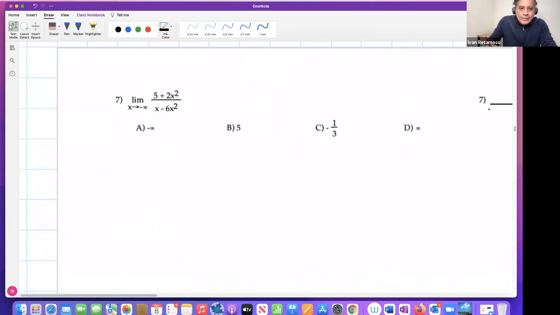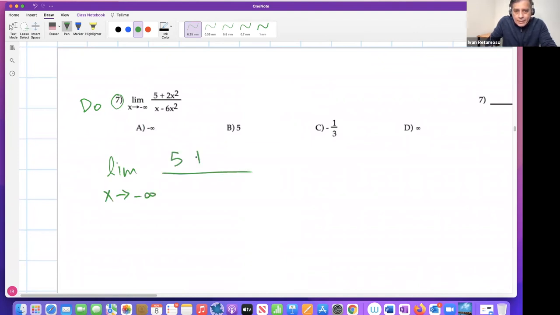For example, this one, can you try this so we can move on to the next part? Limit as x approaches negative infinity of 5 plus 2x squared over x minus 6x squared. Hint: look for the term having the highest exponent on the denominator, clearly this one. Divide both by that, and you can see that it's equally heavy. Why do I say equally heavy? Look at the degrees: the highest exponent here is two, and here also two. Two and two, equally heavy.